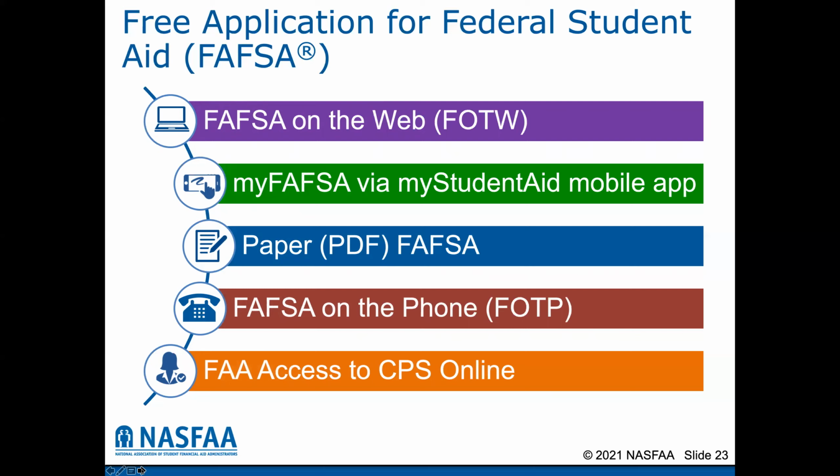There's also a paper FAFSA application, which is very hard to get. Anything you do by paper will take a lot longer to process. The FAFSA on the Web or the mobile app is processed within 5 business days to the colleges that you indicate on there. The paper FAFSAs can take 4 to 6 weeks. And then FAFSA on the phone, never had anybody do that. And then the FAA Access to CPS Online is for the financial aid administrators in the offices.